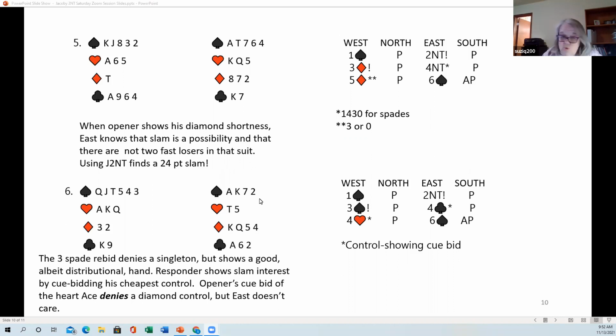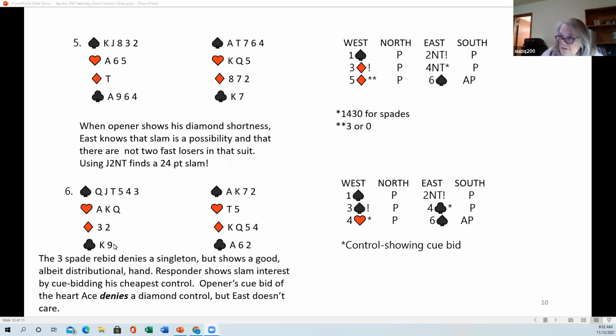If you want to ask for the queen, you can. If you want to bid 4 no trump and get the partner's response, he's got only 1 key card, which would be 5 clubs, then 5 diamonds is the queen ask. And he says, well, okay, I have it.